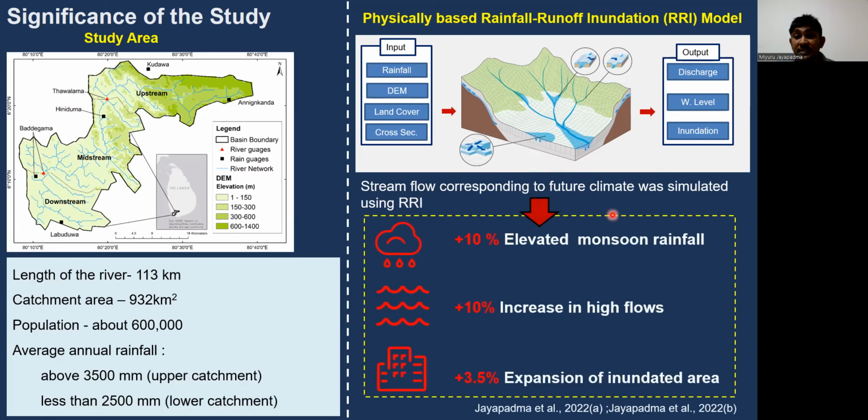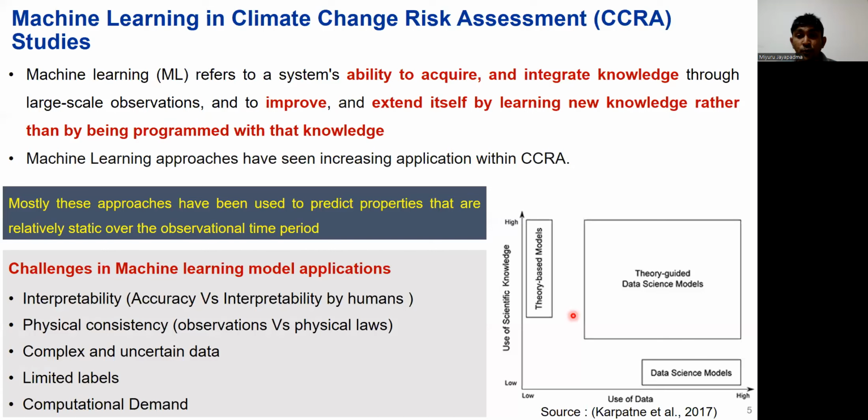And from that study, I could see that the monsoon rainfall received by the basin is going to increase significantly by almost 10%. And also the high flows in the basin is also to increase by 10%. And as a result, the inundated area in the basin due to floods is also going to increase by almost 3.5%. So these results further stresses the requirement for detailed and accurate flood risk assessment to seek for effective adaptation measures. So I thought of using machine learning models and to integrate with physically based model outputs to assess the flood risk in the basin accurately.